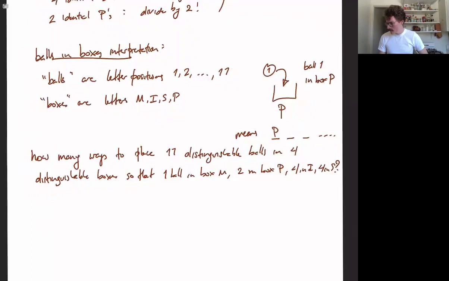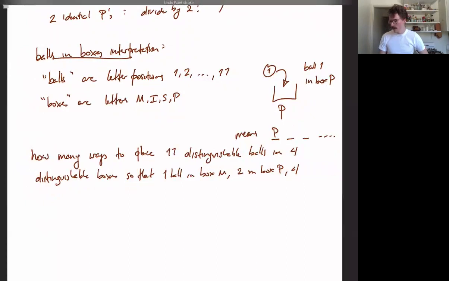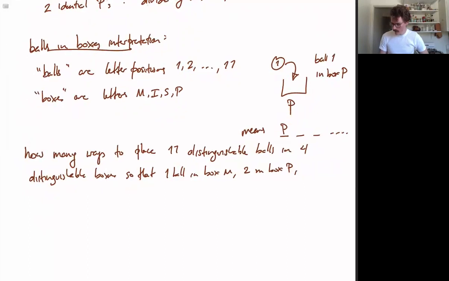All right, let me rewrite that. That's a little bit lame. 4 in box I, 4 in box S. Better?